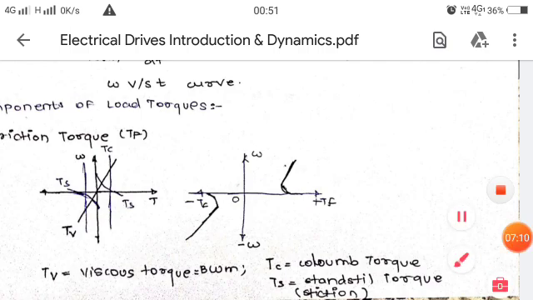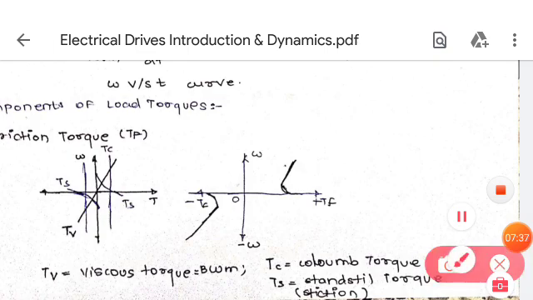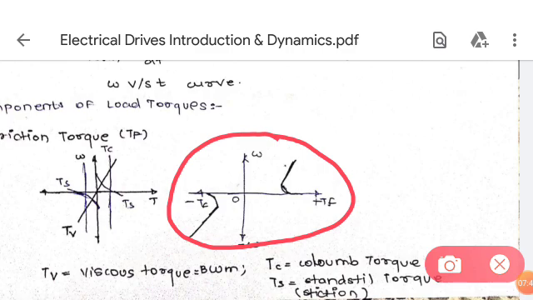Now, in the loads, some particular type of friction could be dominant and other types of friction would be present, but they may be present in small values. But if all three are present in some good amount, then the effective characteristic will be like this. So this is actually the characteristic of an electric locomotive.